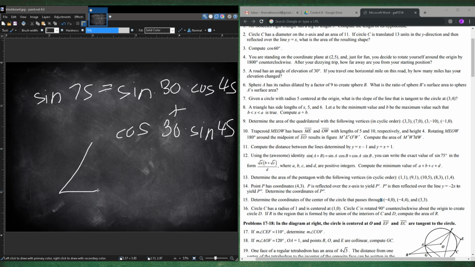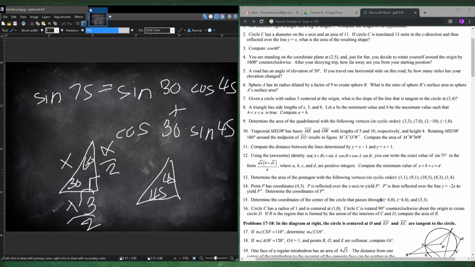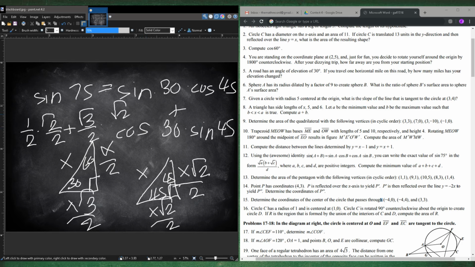Sine of 30, if you know your triangle, as said before in question 3, you have 30, 60, 90, and if this is x over 2, then this is x square root 3 over 2. For 45, 45, 90, if this is x, then this would be x square root 2 over 2, and this would be x square root 2 over 2. So now we just have to find sine of 30. Sine of 30 is 1 half. Cosine of 45 is square root 2 over 2, so times square root 2 over 2. Plus cosine of 30, which is square root 3 over 2, and sine of 45, which is square root 2 over 2.